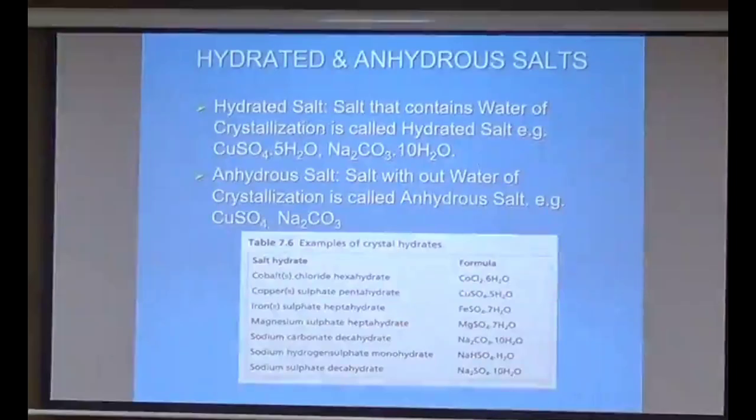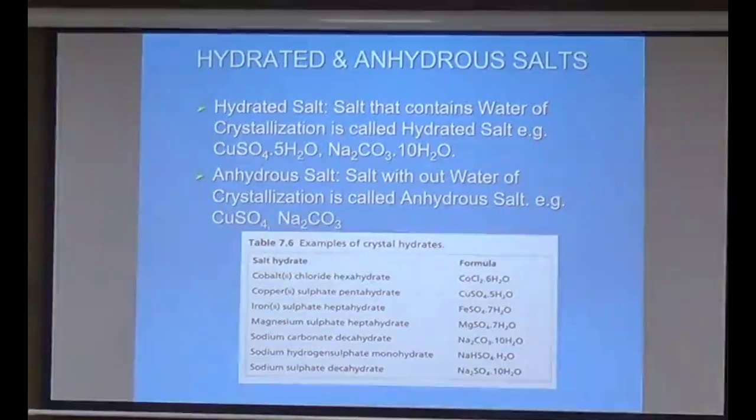Next comes the category of hydrated and anhydrous salts. Hydrated salts are those which contain water of crystallization. A question comes here, what is this water of crystallization? This is the chemically combined water which is present in the salt. So those salts which contain this water of crystallization, they are termed as hydrated. Those which do not contain this water of crystallization, they are called anhydrous.